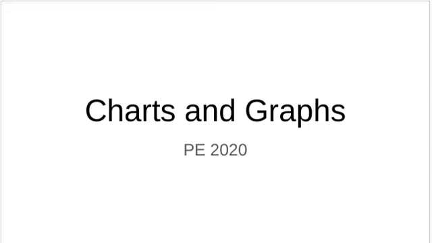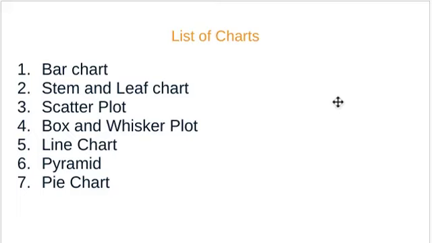In the next slide, I'll be talking about the different charts and graphs that will be included in the PE data interpretation section. The first one is the bar chart, the second one is stem and leaf chart, the third one is scatter plot, the fourth one is box and whisker plot, the fifth one is line chart, the sixth one is pyramid, number 7 is pie chart, and number 8 it is the tables.